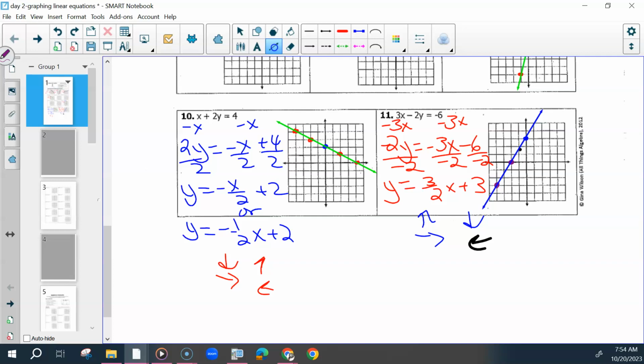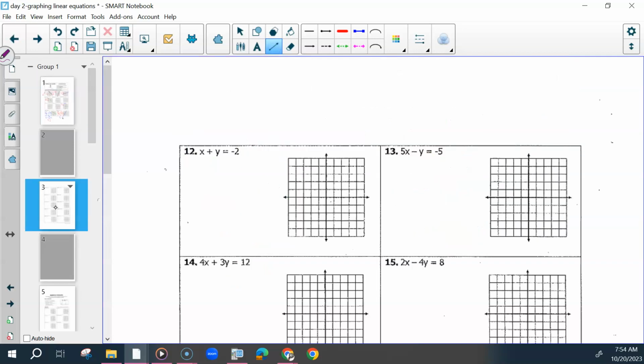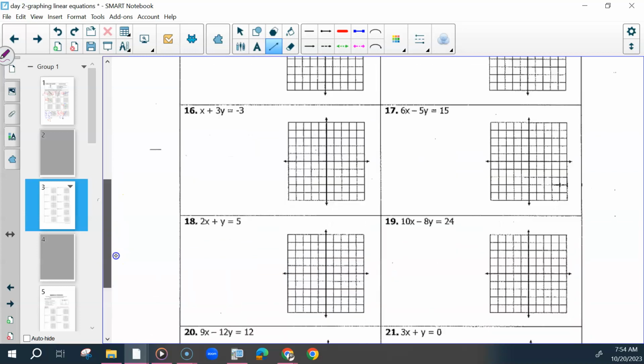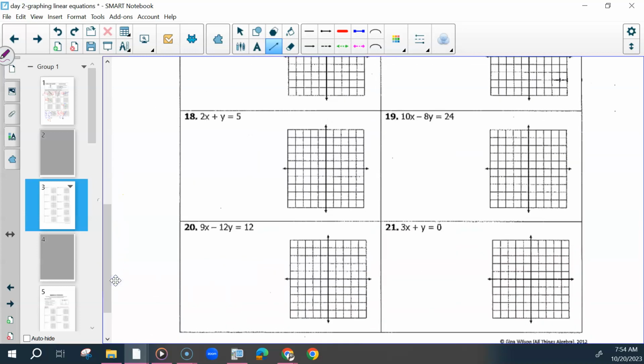Any questions on how we graph when it's not in slope-intercept form? Once you have those graphed and written down, go on to the next page and see if you have any problem questions you want to go over, before I let you try some, numbers 12 through 21.